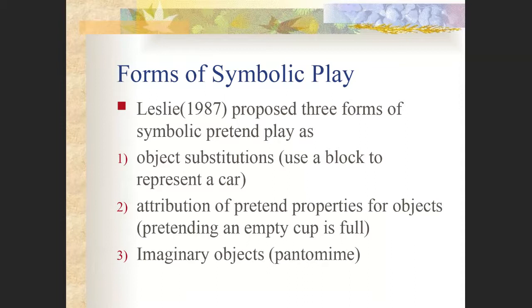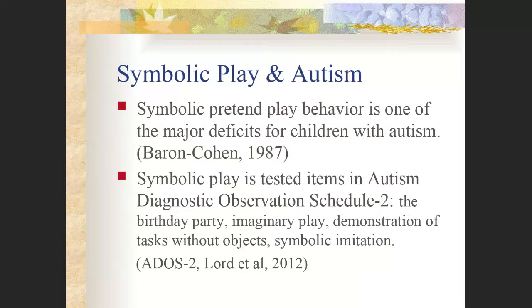And another type would be imaginary objects. In this case, it's similar to pantomime. The child will perform some play actions without using any object. So we see these three basic forms of symbolic play in children's play activities.